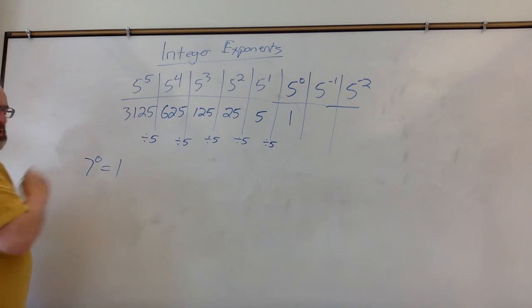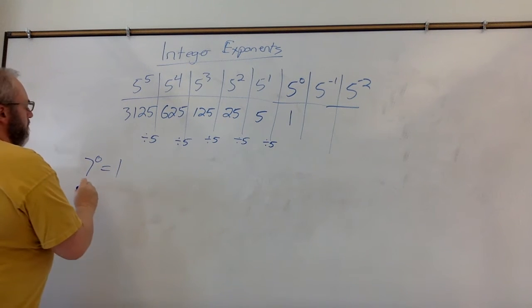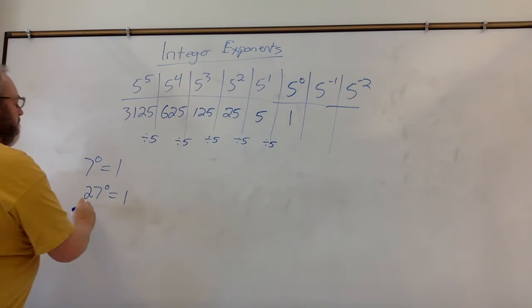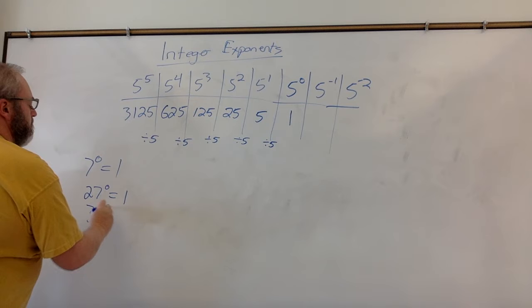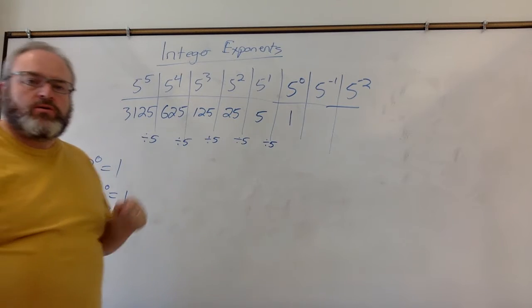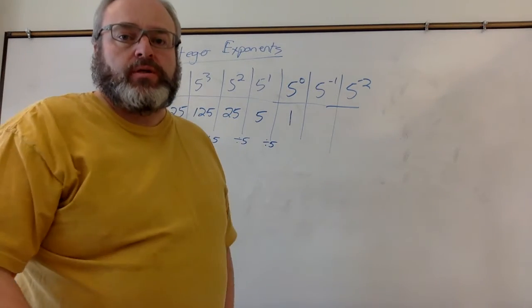7 to the 0 power is 1. 27 to the 0 power is 1. 3x to the 0 power is 1. Okay? So any number to the 0 power is 1.